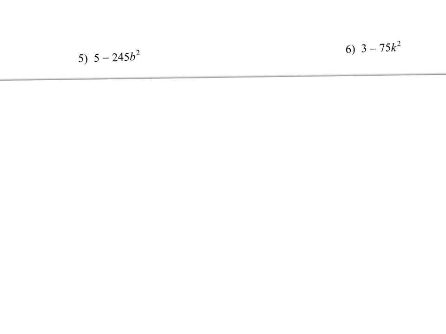All right, number 6 here, I see that these are not perfect squares, and so I think that there's a GCF. I think I should be able to pull a 3 out front, so let me see. 3 divided by 3 is obviously 1, but 75 divided by 3, I don't know off the top of my head, so let's do some long division here. That's going to be 25, so it'll be minus 25k squared.